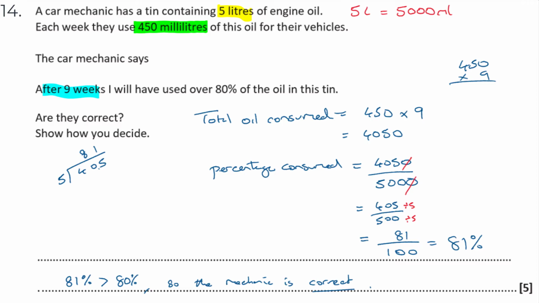Okay, so we've interpreted the answer. We haven't just worked out the answer is 81. We've interpreted that answer. We've said 81 is greater than 80, and then we've concluded that the mechanic is correct, and that will earn us all the marks.